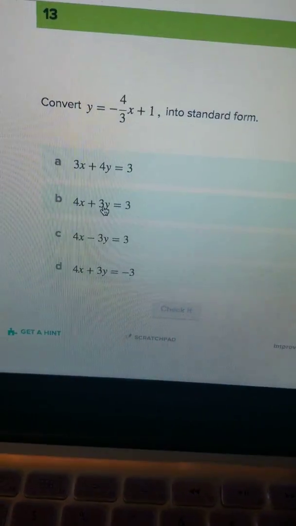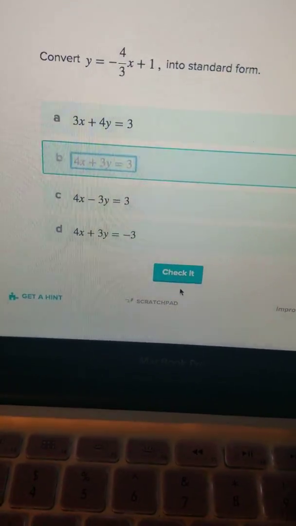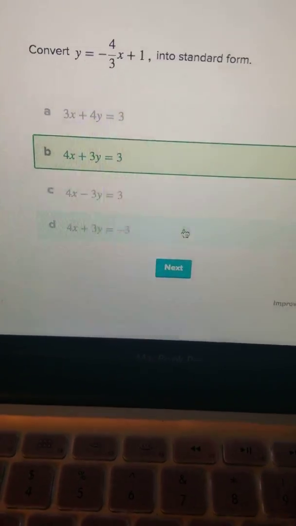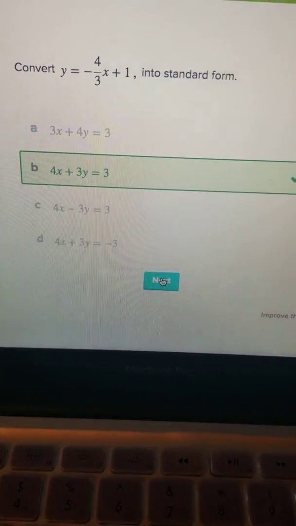4x plus 3y equals 3. All right, good. Got it?